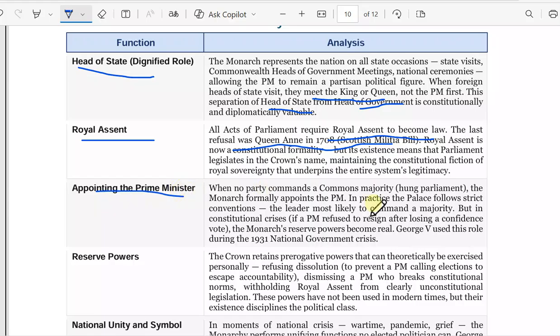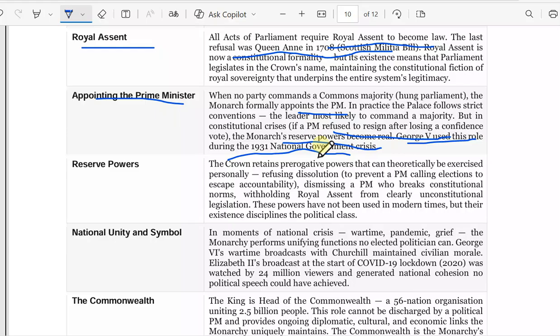Appointment of the prime minister. It is the crown who gives consent and approves the appointment of the prime minister. But there was a time when George V used his role during the 1971 national crisis, where he exerted his powers when the prime minister refused to resign after losing a vote of no confidence. So there was a sort of crisis where the king emerged and led to national integrity.